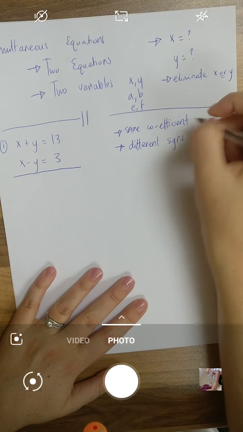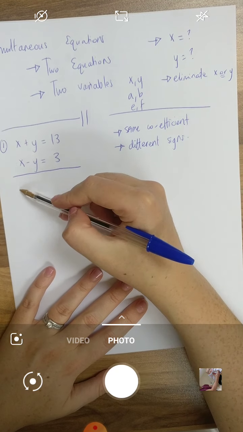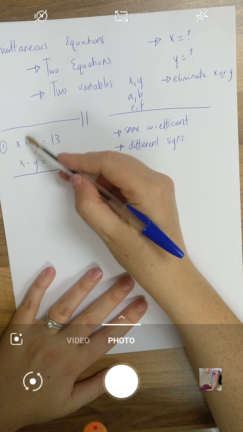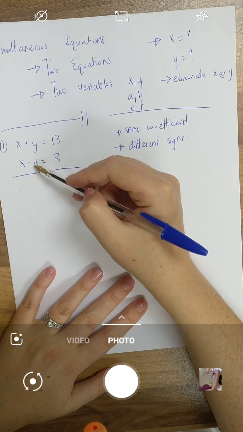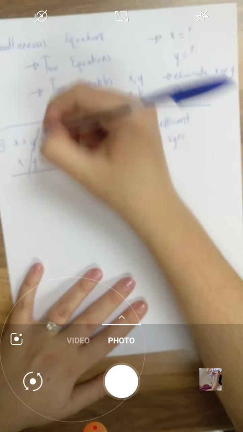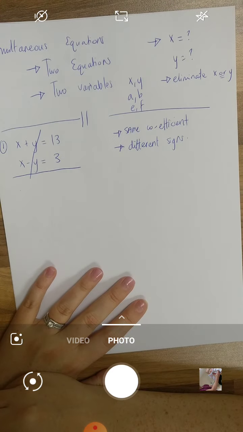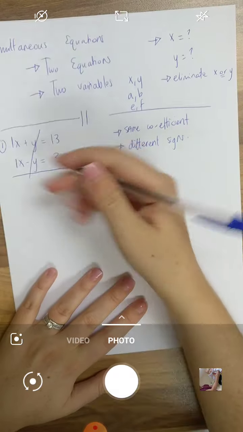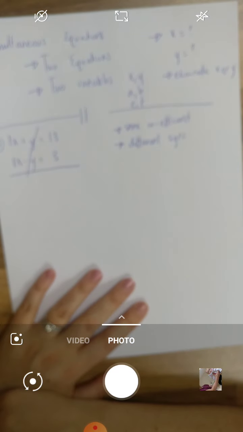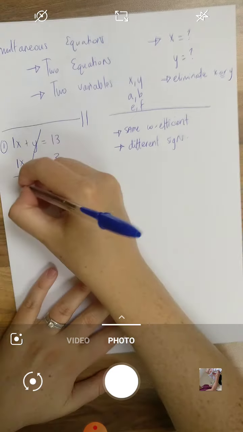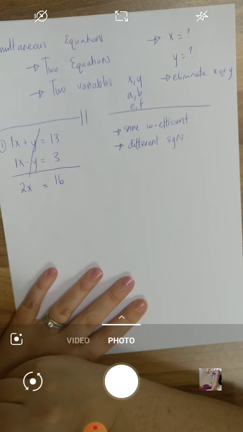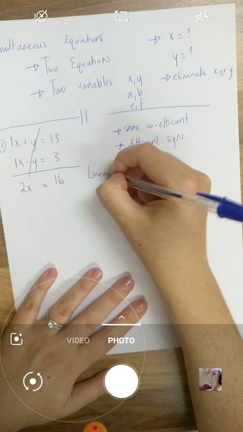Okay, so I can see here x plus x gives me 2x, so I can't eliminate those just yet. Plus 1y minus 1y is 0, so we can eliminate those. It's like having €1 minus €1 is 0, so it's gone. Remember, there's a 1 and a 1 here, so now we're going to treat it like a primary school sum. So 1x plus 1x is 2x, 13 plus 3 is 16, and now we have a linear equation.